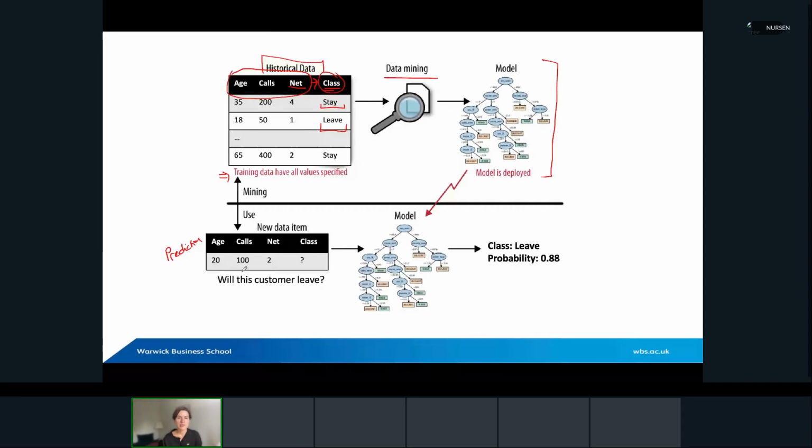Given a new customer, let's say this customer has an age of 20, making 100-minute calls every month and using 2 gigabytes of internet every month. We give this information to our model, and our model is going to make a prediction whether this customer is going to stay or leave. According to this example, this particular customer is going to leave with probability 0.88. So there's a high chance this customer is going to leave the company or not renew the contract.